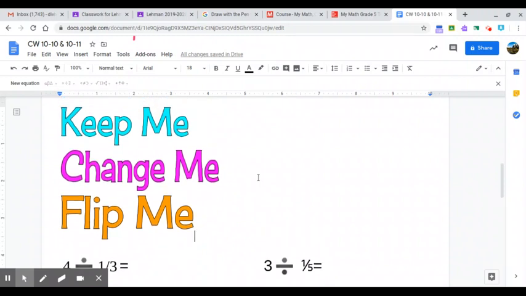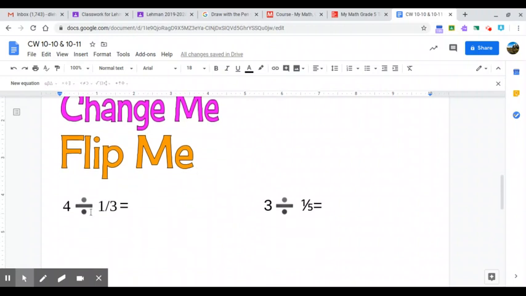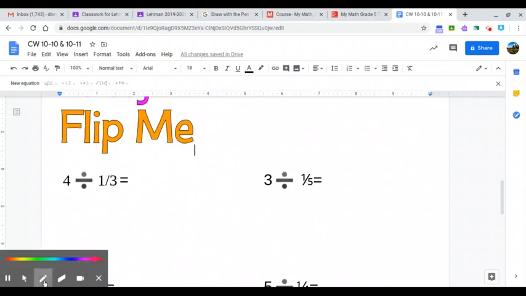Okay, so keep me, change me, flip me is what I always say, so I remember how to do division of a whole number and a fraction. All right, so let's check this out. If I am following this policy of keep me, change me, flip me, then I'm going to keep this 4 the same. I'm going to take that division symbol and change it to the opposite of division, which is multiplication. And I'm going to flip this number. So if it's 1 over 3, I have to flip it. So it's now 3 over 1.